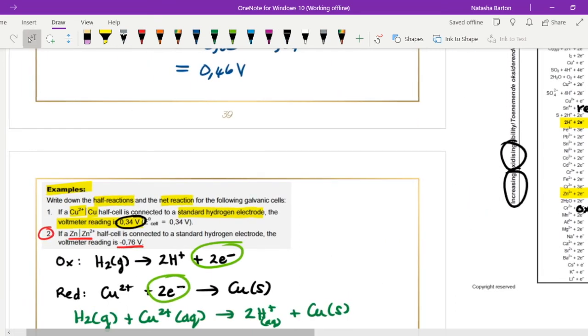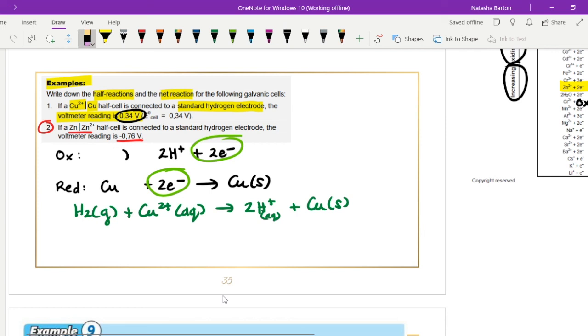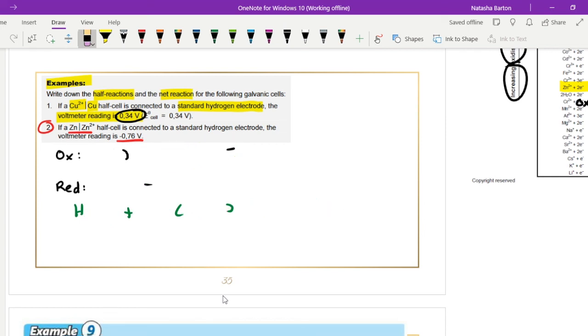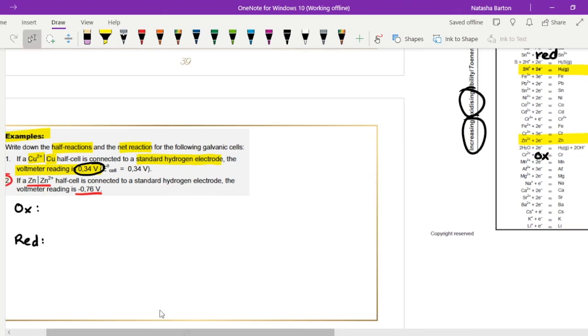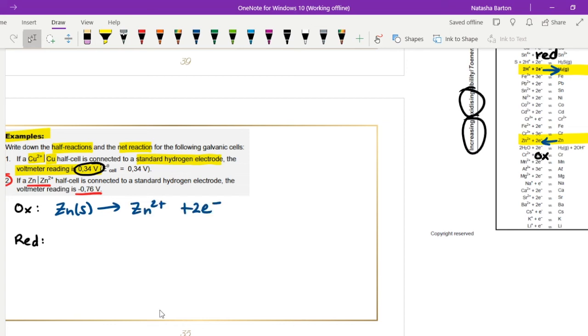So going back to the left, we now need to write down an oxidation and a reduction half reaction. Over here, reduction takes place in that direction. Oxidation takes place in that direction. So oxidation is going to be zinc solid is going to react to form Zn2+ plus 2 electrons. For hydrogen, it's going to be 2H+ plus 2 electrons is going to form H2 gas.